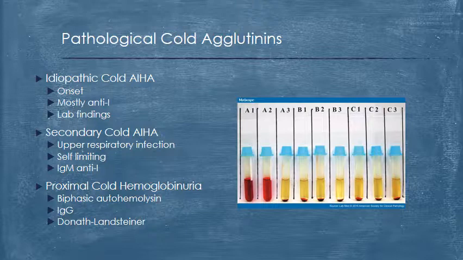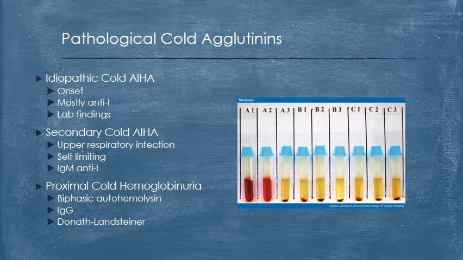Okay, and what you're going to see are in the case of the A cells, which would have been chilled, then warmed, and then you have your B cells and you have your C cells where they're chilled the whole time or they're warmed the whole time. You get this Donath-Landsteiner positive where you see hemolysis in the group where they were chilled and then warmed.